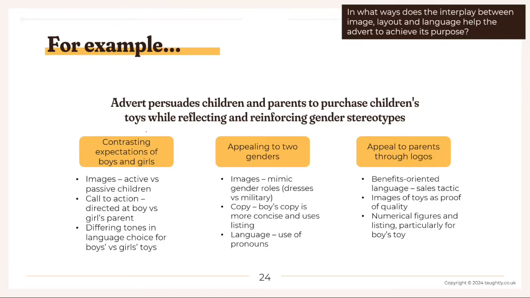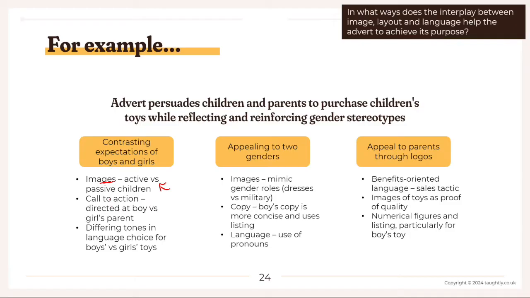So, for my paragraph that analyses the contrasting expectations of boys versus girls, I am going to discuss the use of images and how we have got active versus passive children. So, the boy that's in his advert actively playing with his toys, whilst the girl's toys are still in the box and she's not even featured anywhere in the advert.